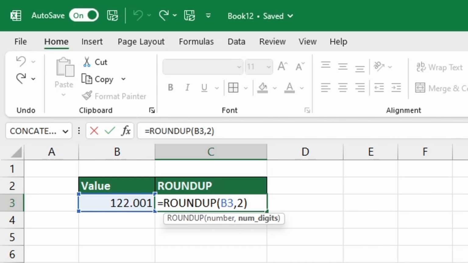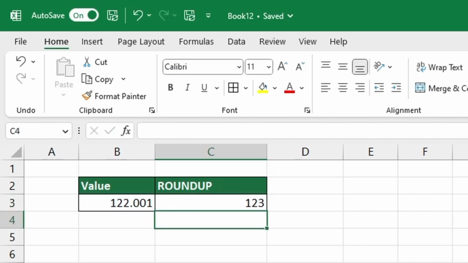Let's proceed. To round a value up to the nearest whole number, enter a 0 in the function. Excel will then round up the original value to the nearest whole number. Like so, we're not done yet.